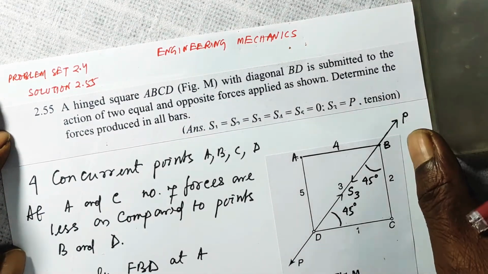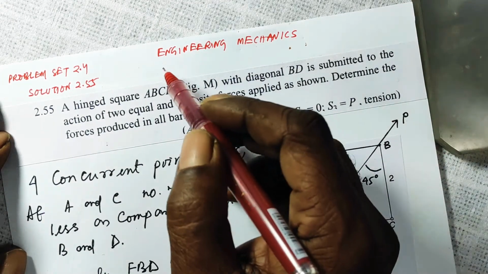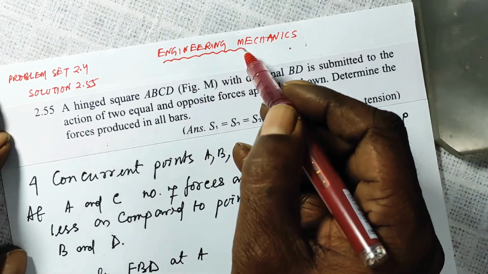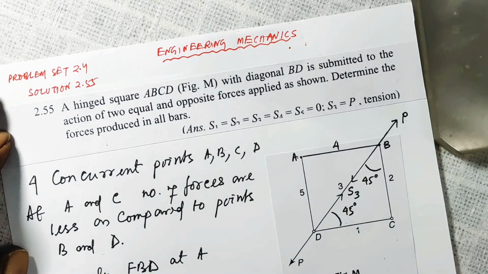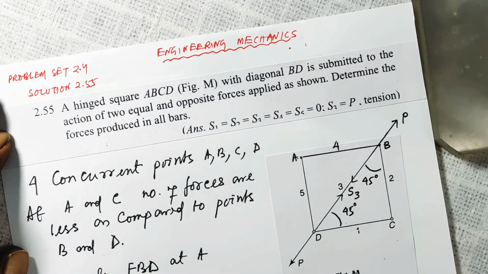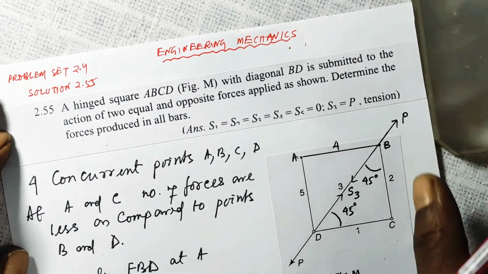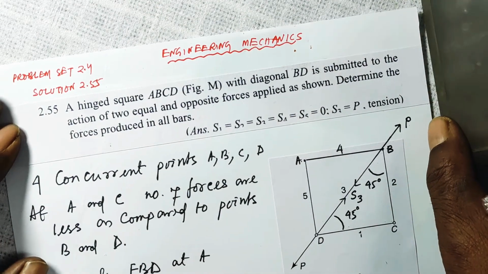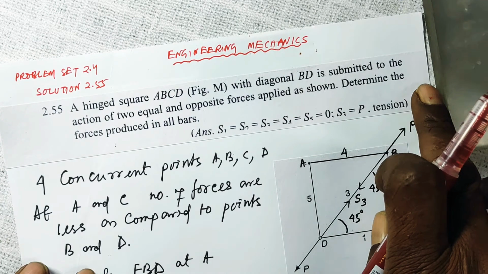Now let us discuss one more small problem on engineering mechanics by Professor Timoshenko, problem set 2.4, and let us do the solution to 2.55. And the statement of the problem is like this.